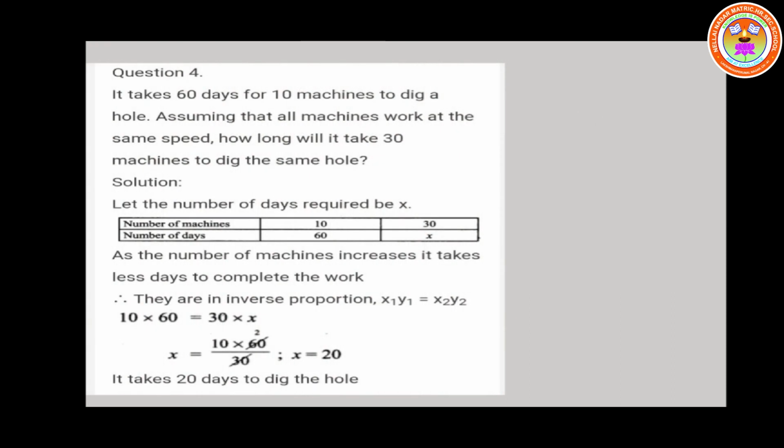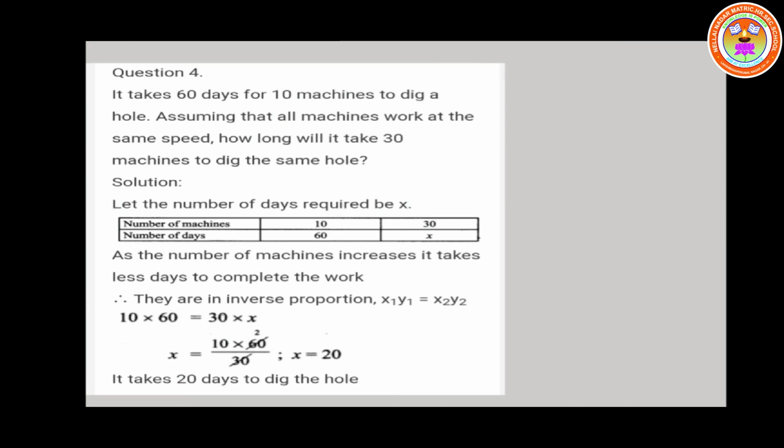Question number 4. It takes 6 days for 10 machines to dig a hole. Assuming that all machines work at the same speed, how long will it take 30 machines to dig the same hole? We want to find that. Let the number of days required be x. Draw a table, number of machines and number of days.